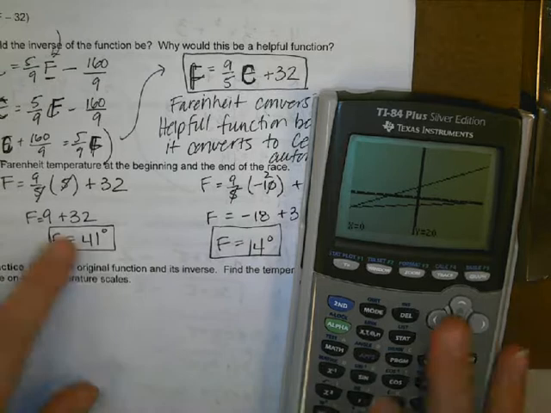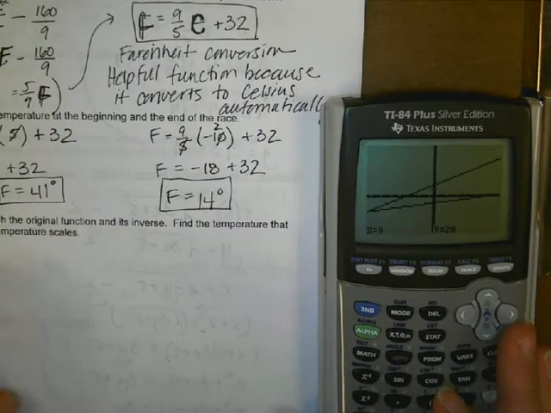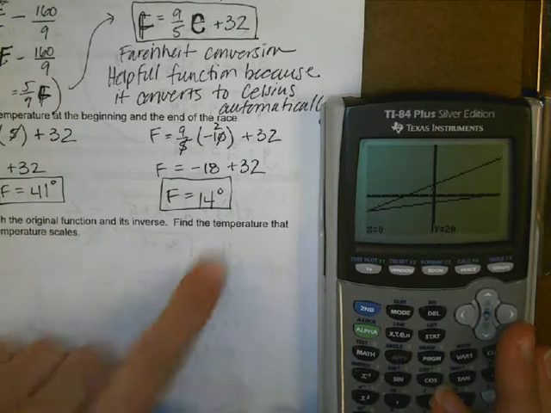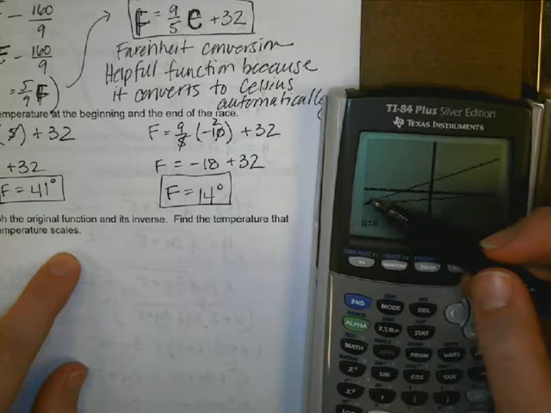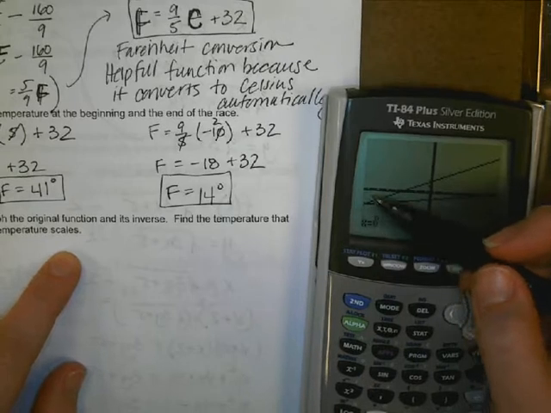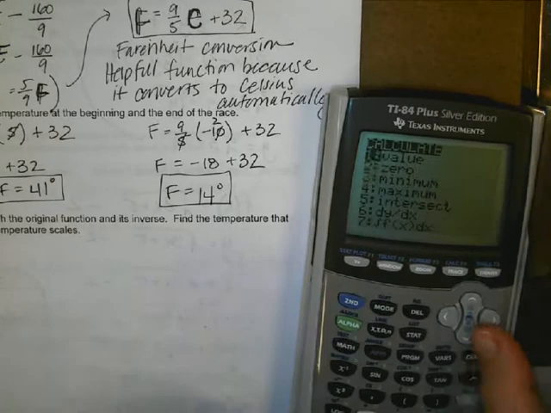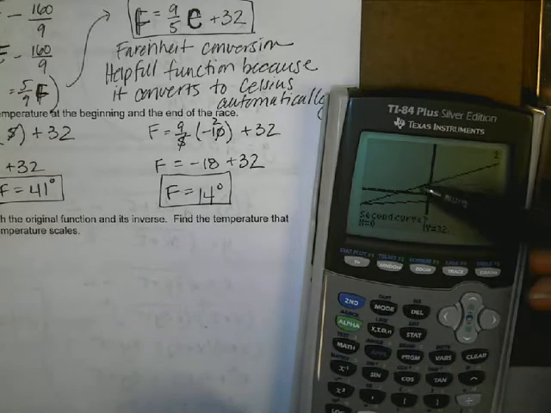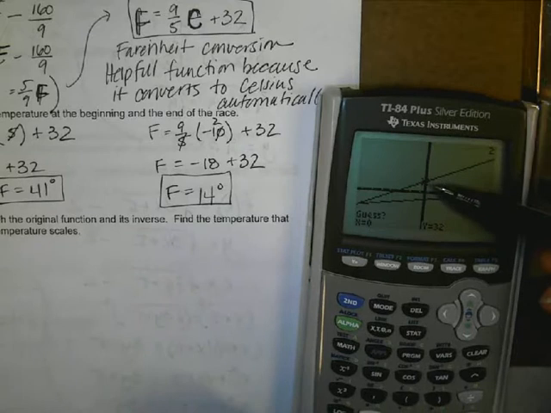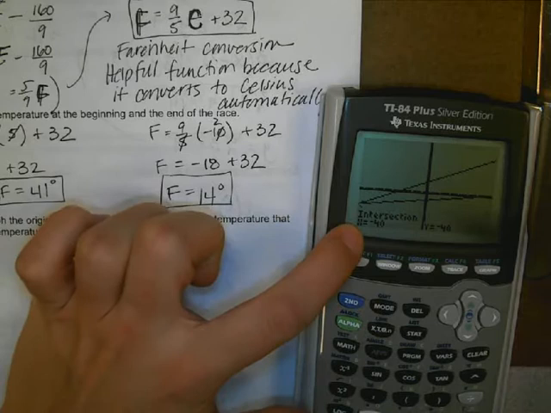Okay. So we're supposed to find the Fahrenheit temperature at the beginning and the end. Oh, wait a second. Oh, graph the original function and its inverse. Find the temperature that is the same on both temperature scales. So the same would be this point here where they intersect. So we can actually find that value by going to your calc menu and the intersect feature. With the intersect feature, you don't have to select left bound, right bound. You just have to hit enter. It automatically goes to the second curve. Enter. Enter one more time. And it shows the intersection as -40.